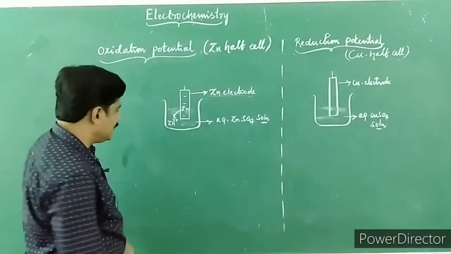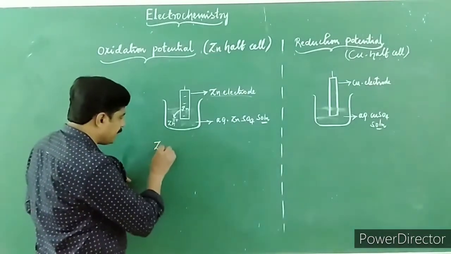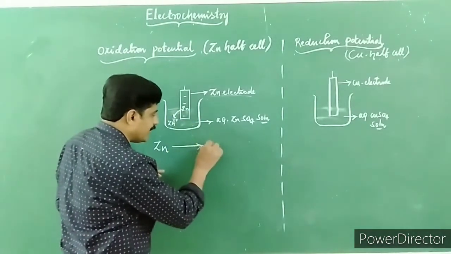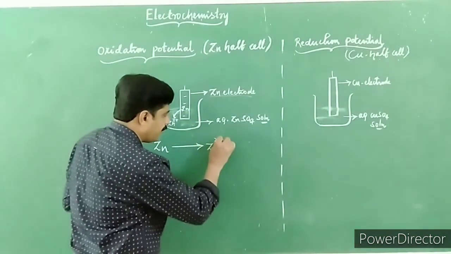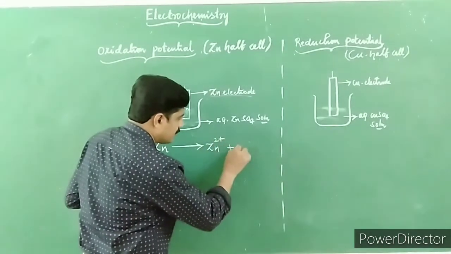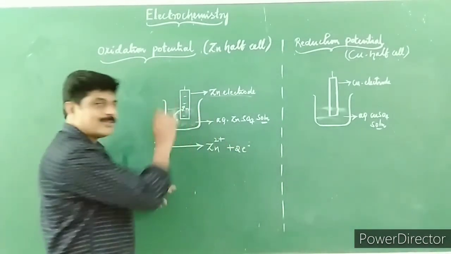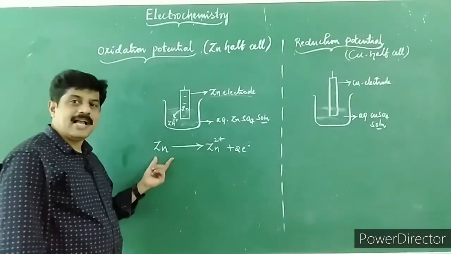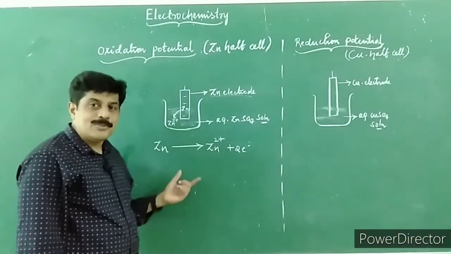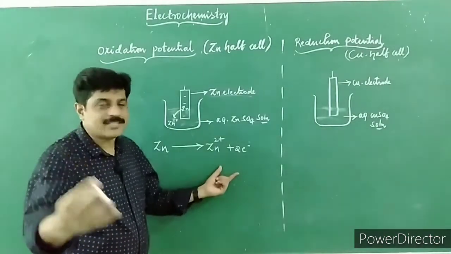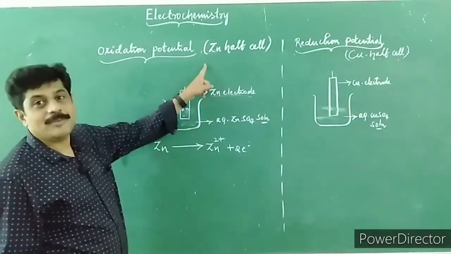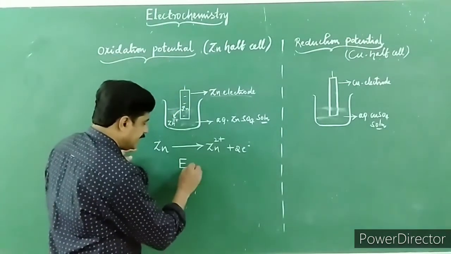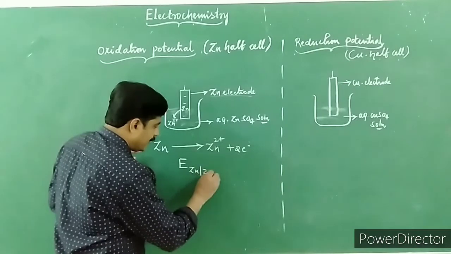Hope you got it. Children, the zinc atoms present on the zinc electrode have the tendency to lose electron. By losing electron, they form Zn2+ ions and go into solution. The tendency of the zinc atoms to lose electron or get oxidized is called oxidation potential and can be denoted as Zn | Zn2+.